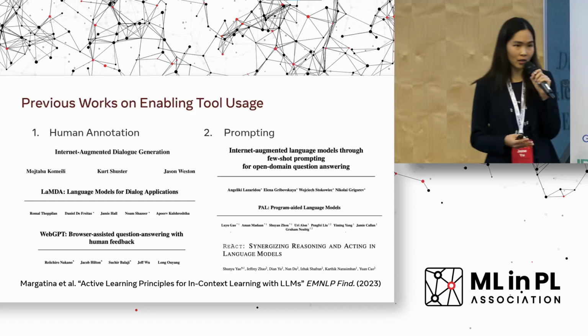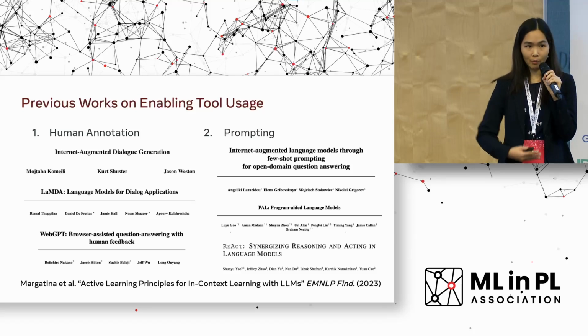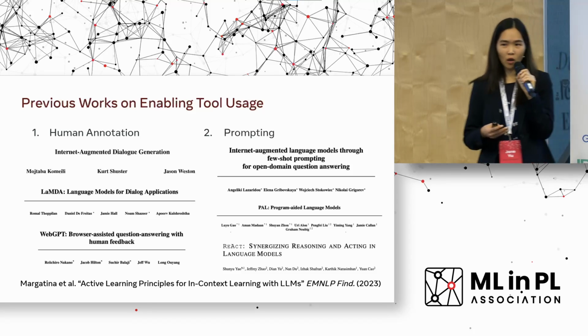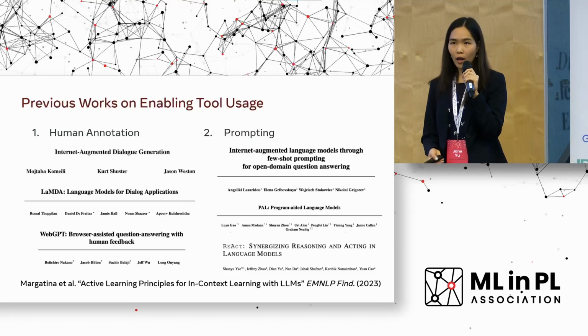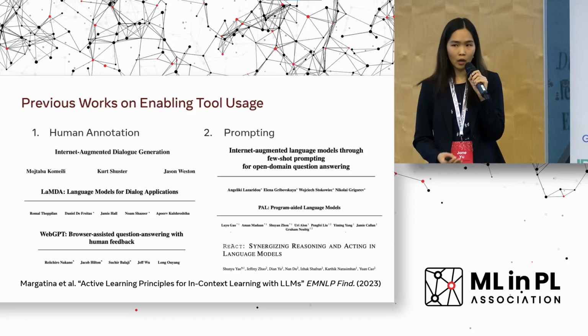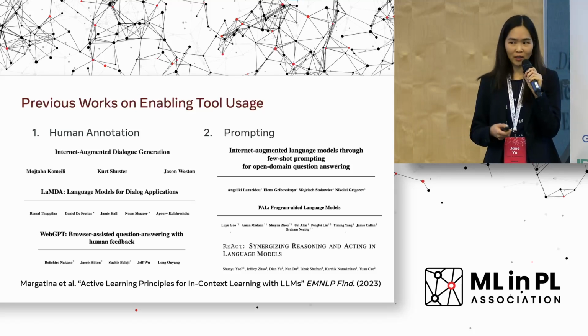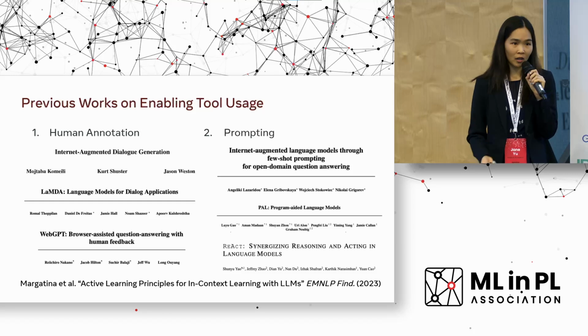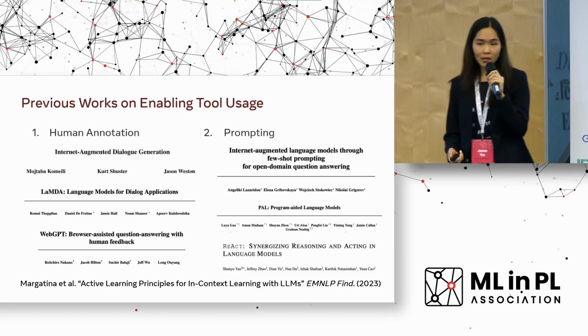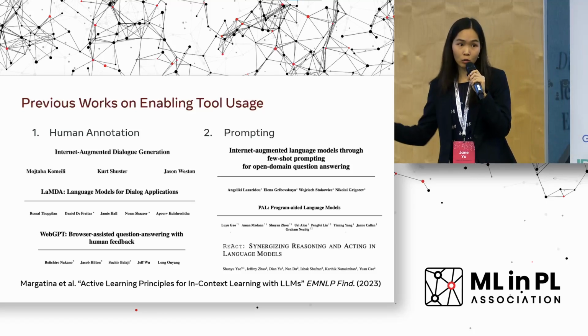And the first is human annotation, where you give human annotators a bunch of queries, and you ask them what types of tools might be helpful here, and how might you actually use those tools. So they'll manually annotate those. And this is obviously going to be expensive, both in time, money, resources, etc. It's not going to scale well if you have a lot of tools, a lot of queries.